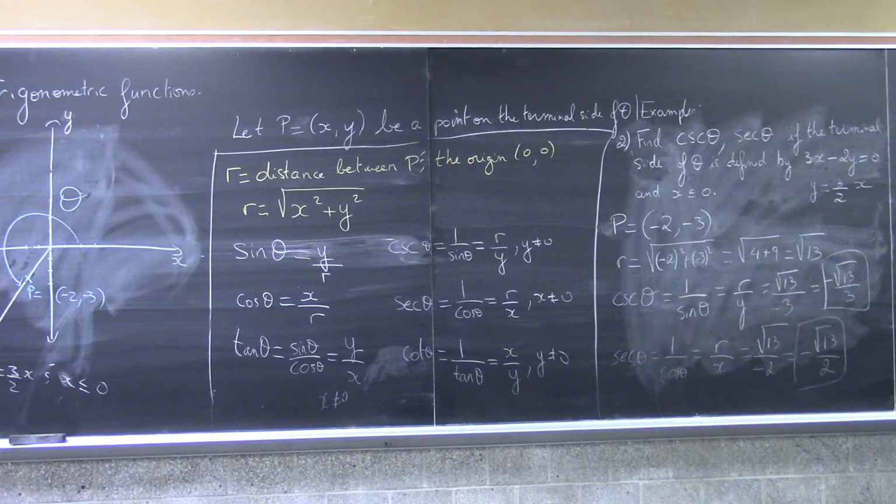So the two values are negative square root of 13 over 3 and negative square root of 13 over 2.